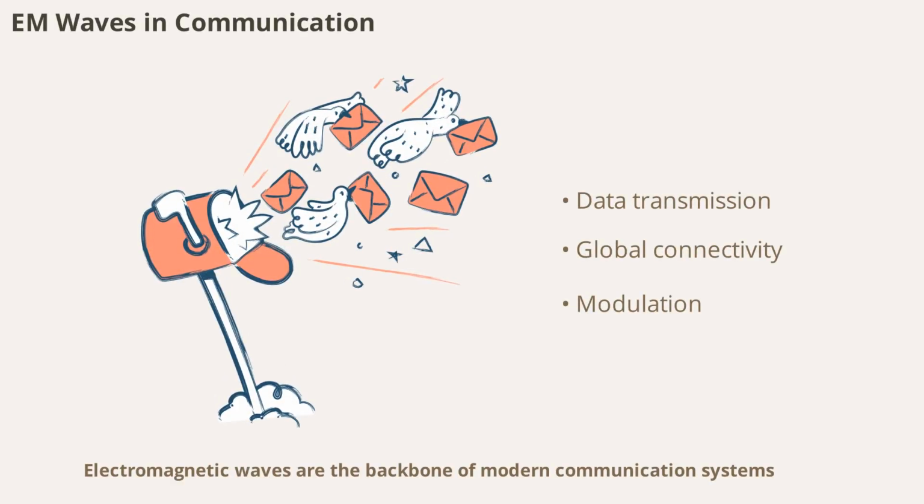Electromagnetic waves are the backbone of modern communication systems. They carry information over vast distances, enabling radio, television, mobile phones, and the internet. By modulating the properties of EM waves, we can encode and transmit data efficiently. The versatility and speed of EM waves make them indispensable in connecting people and devices worldwide.